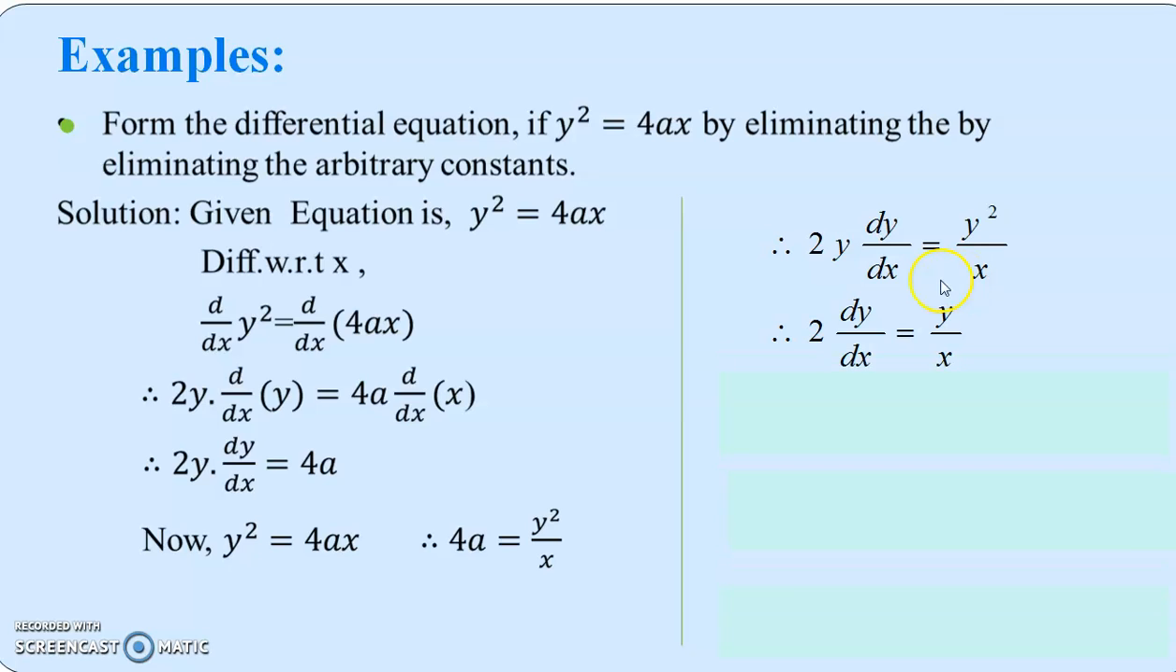Next step is simplify this term. Here y is multiplied. If we transfer this term to here, it becomes only y. So we get 2 dy by dx is equal to y upon x. And transfer this x to this side. So we get 2x dy by dx is equal to y. So the required differential equation is 2x dy by dx minus y is equal to 0. So the final differential equation, which is free from the arbitrary constant, is the required differential equation.